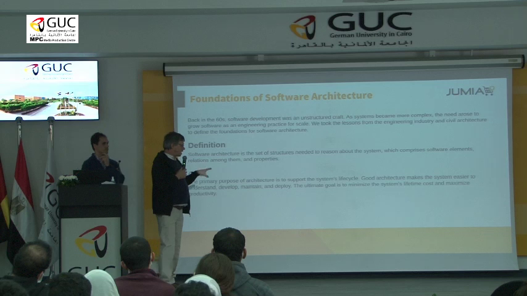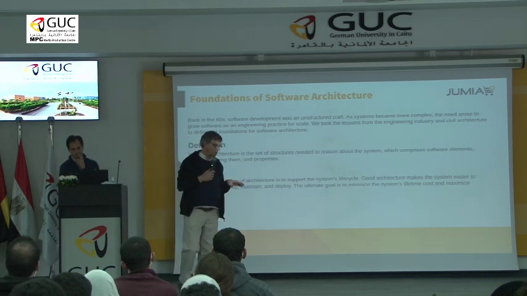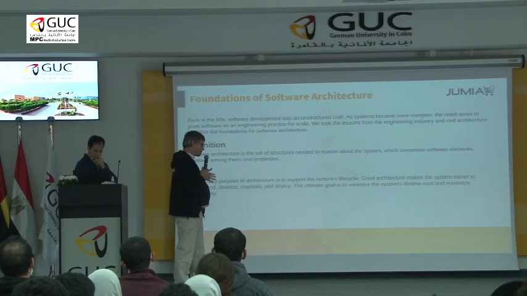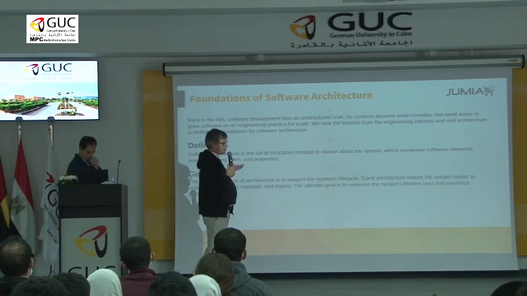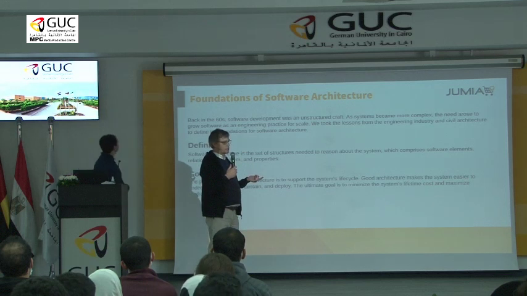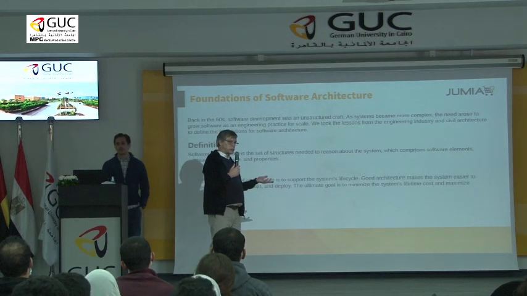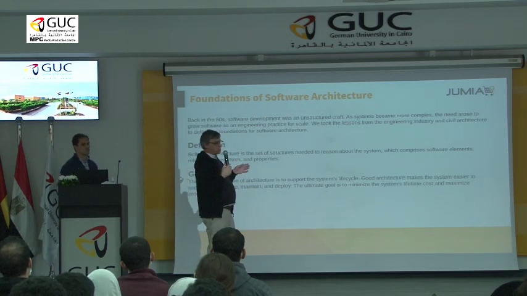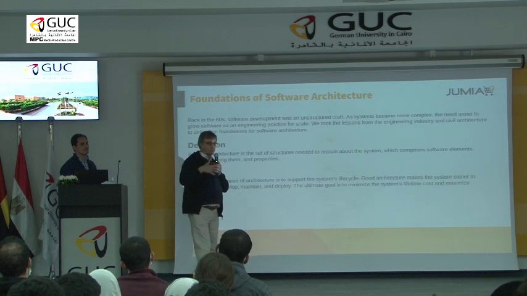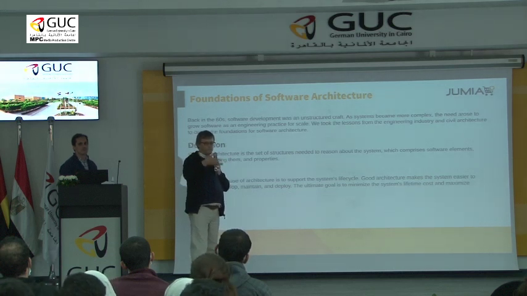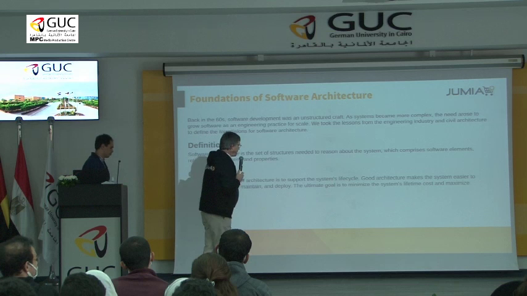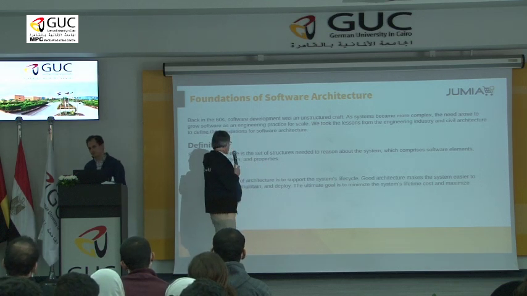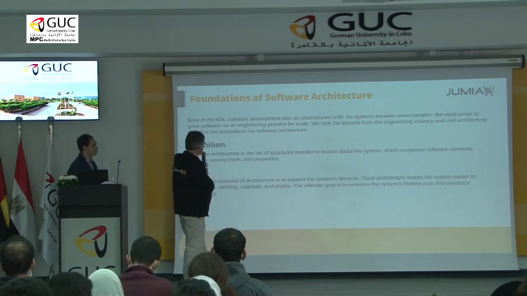The goal of the architecture is always to support the system life cycle. This means that systems become easier to understand, easier to develop, easier to maintain. And when we say maintain, we mean change, improvements, enhancements, and all those things. And also deploy, because especially if we are talking about web, we always need to deploy our application. The final goal is to minimize the cost and maximize the productivity.